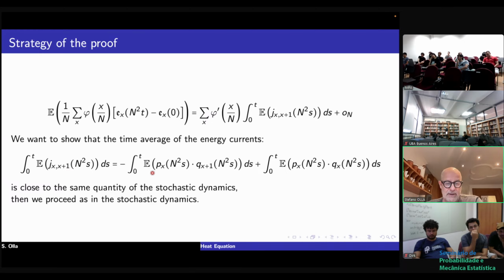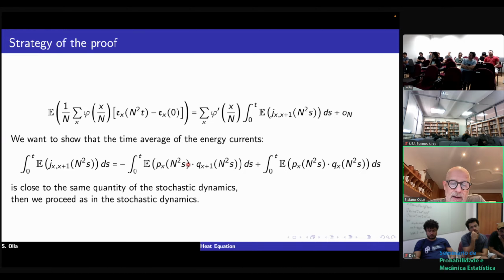Now, if you remember the expression that I gave of the current at the beginning, the current is given by px, q times qx plus 1 minus qx. So you just separate the two terms with a minus sign. So it's a matter of having information about the correlation between px and qx and px and qx plus 1 at the time n square.